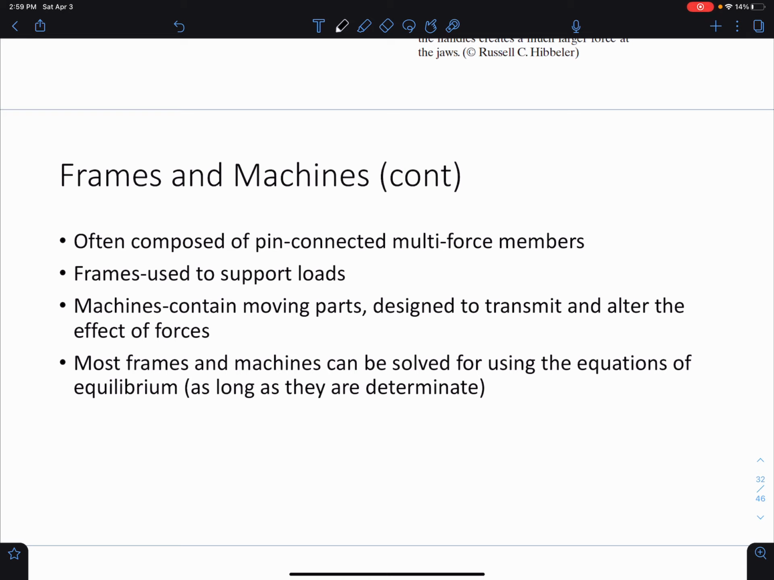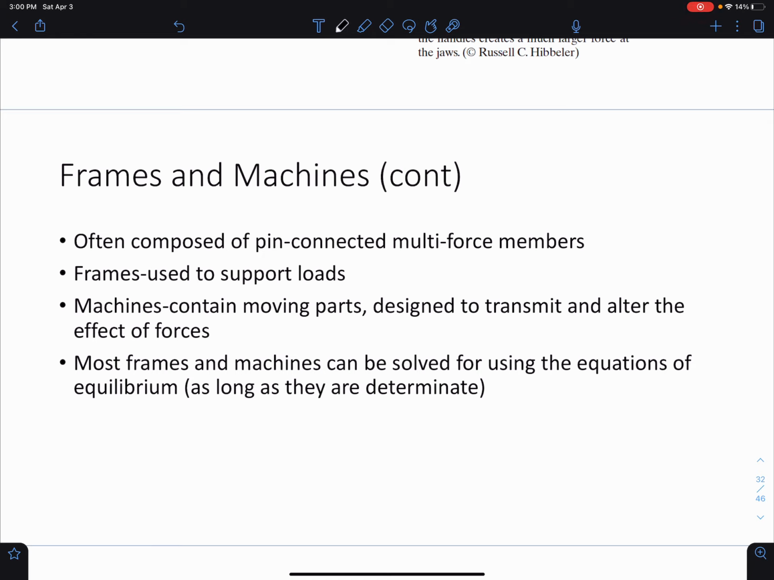So some important things we need to know about frames and machines: they're often composed of pin-connected multi-force members. And I should say with this, they're often also assumed to be pin connected, because one thing that we've noticed so far, or I hope you've noticed so far, is that a lot of times the way we can analytically approach a situation and take it from a real world model to an analytical model is by making these assumptions.